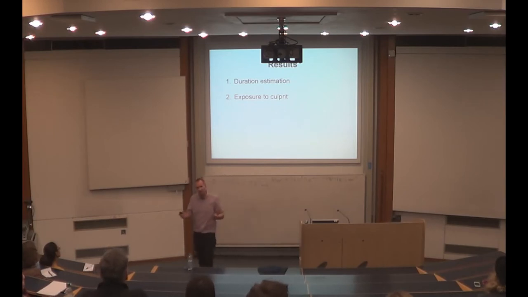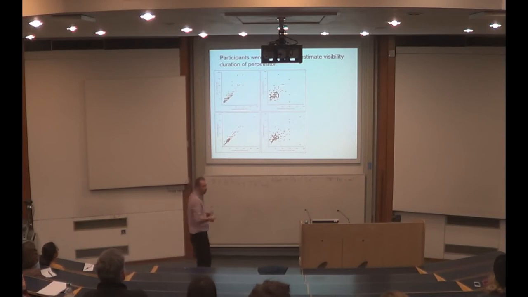So the other thing we looked at is exposure to the culprit as part of that. Okay? So we also asked people, how long did you see the perpetrator for? And it's obviously a trickier question to ask. And these are the estimates for the perpetrator against the crimes. So this is for the short and the long video. And here we've also plotted the estimates for the perpetrator against the estimated videos of the same duration.